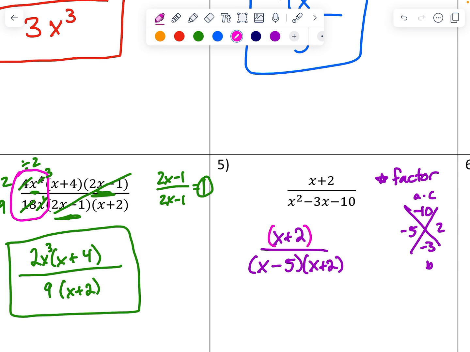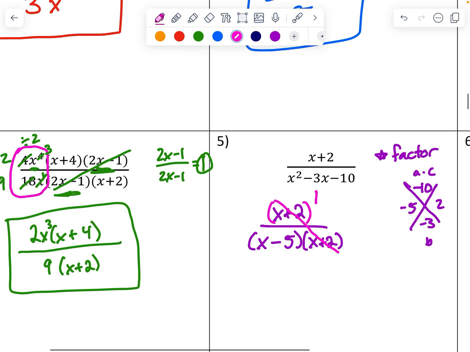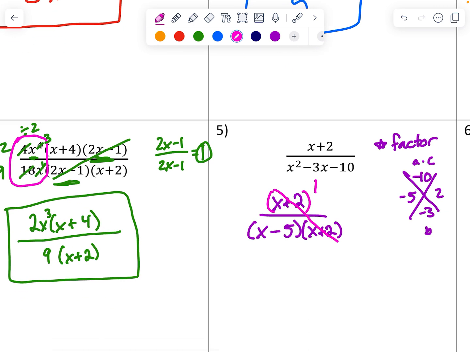So this x plus 2, even though we don't see parentheses, they're a group. So this x plus 2 and this x plus 2, they would divide to equal a 1. This time the 1 doesn't disappear because there's nothing left on the top. So when nothing is left on the top, you want to put the 1 there, because that x minus 5 has to stay on the denominator. It can't just switch to being on the numerator.